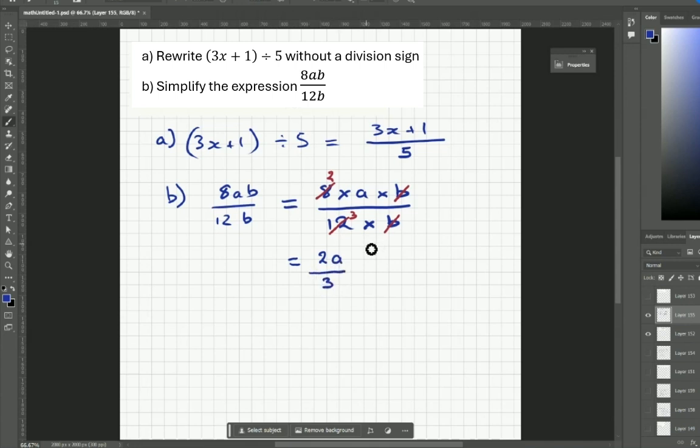For those of you who've done cancelling in class, this will be very easy for you. For everyone else, I urge you to look for those common factors and work slowly, and also bring in these multiplication signs. They will help you out tremendously.